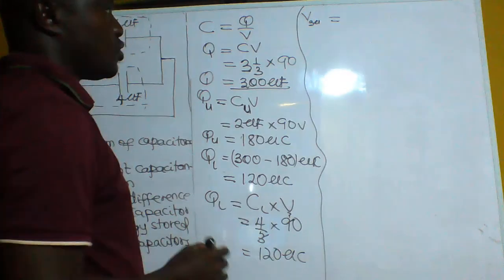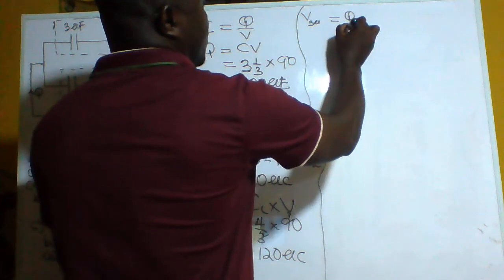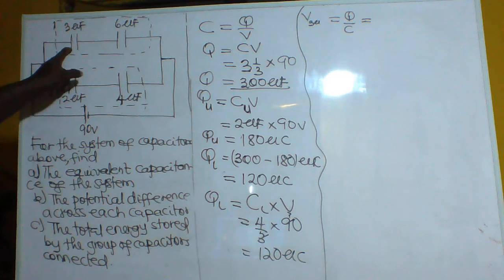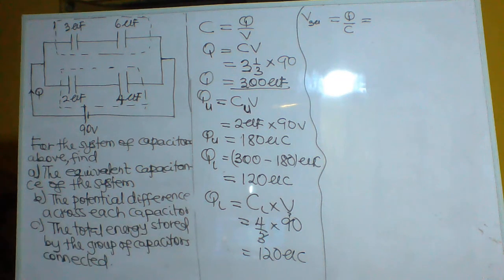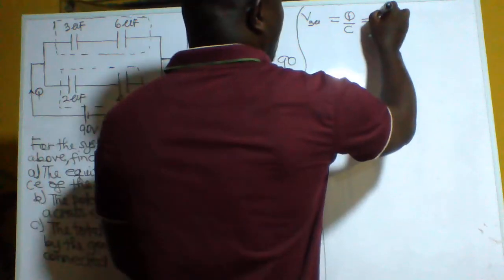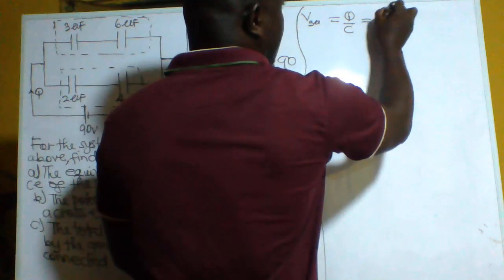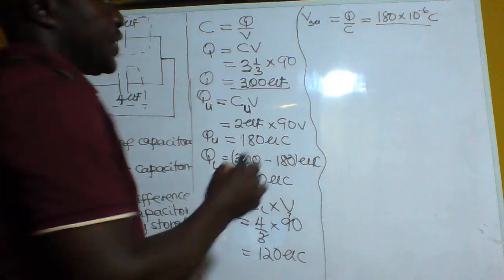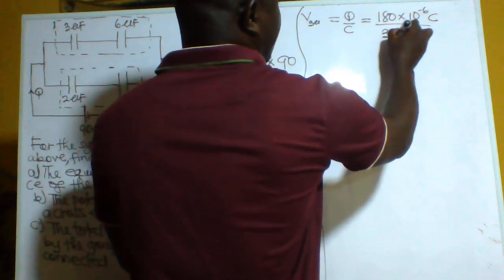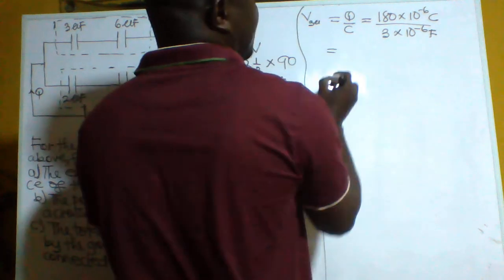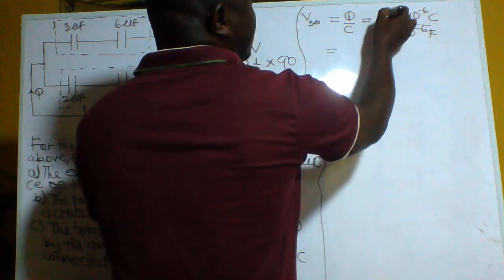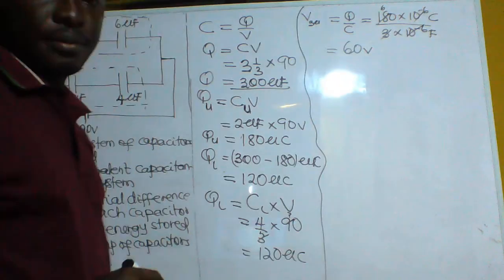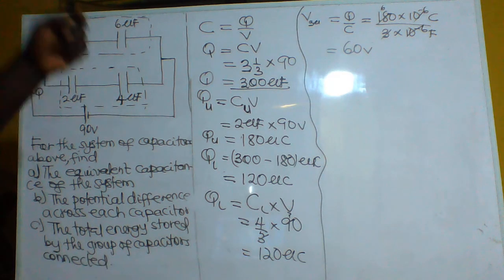the voltage drop or potential difference from here is equal to the charge on the capacitance. What is the charge over here? We got that it is Q upper. So we have 180 microcoulomb divided by the capacitance there, 3 microfarad, so 3 times 10 to the power minus 6 farad, giving us 60 volts across the 3 microfarad capacitor.